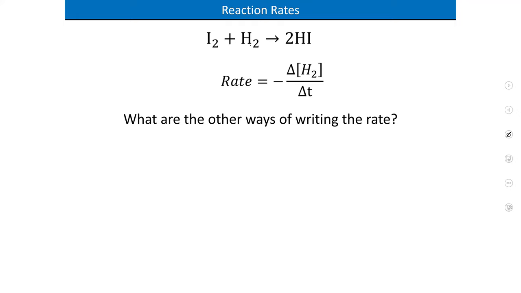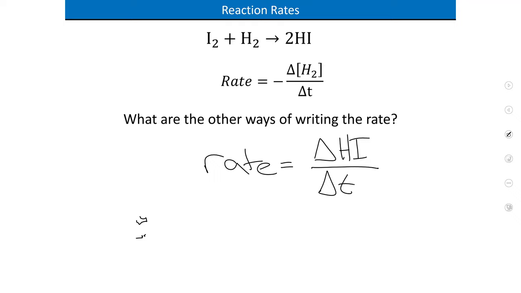For this reaction, iodine plus hydrogen, you make hydroiodic acid. And the rate of that reaction, we could write as rate is equal to negative change in hydrogen gas divided by change in time, right? What if we wanted to define it in terms of HI? Well, the rate of the reaction is going to be equal to change in concentration of HI over change in time. Are we going to multiply by 2 or divide by 2, though?